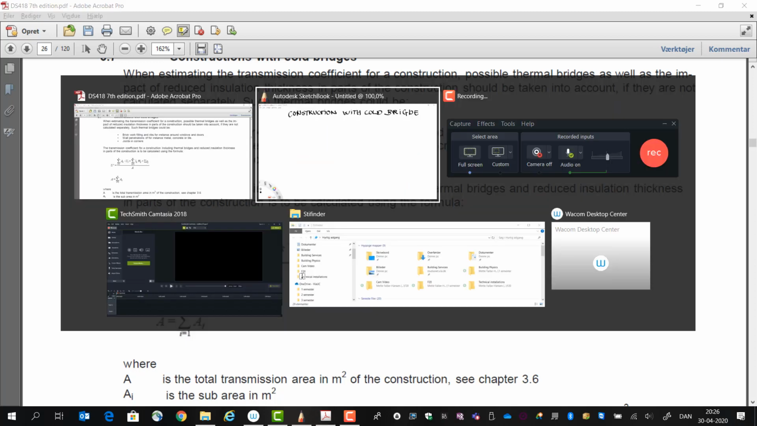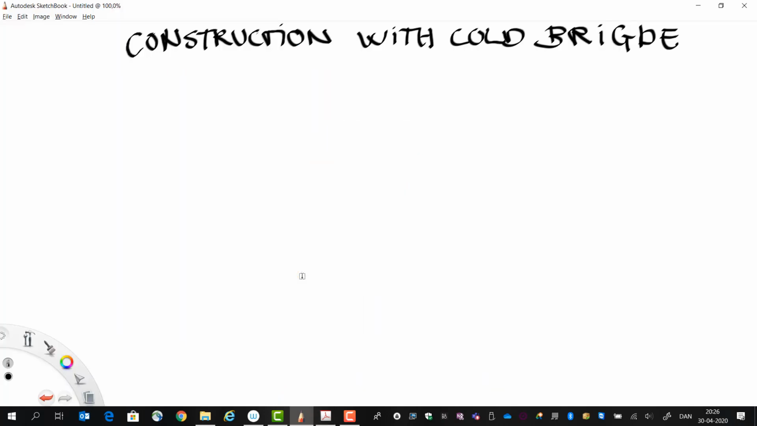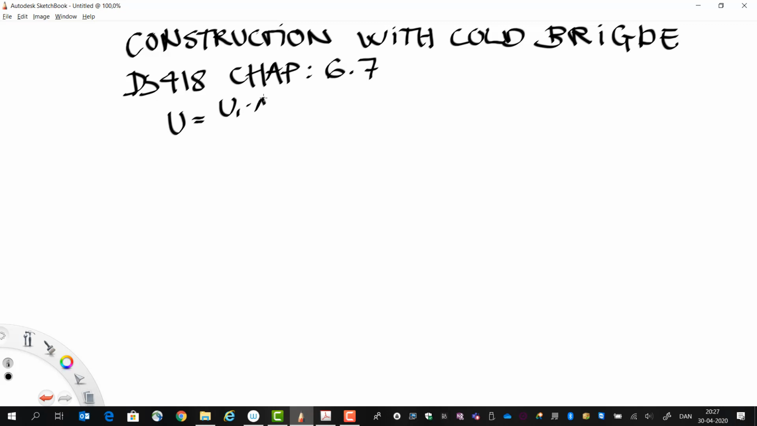So if I go back and write it a bit more simple, I write here DS 418, chapter 6.7, and then we have the U-value, which was U1 times A1 plus U2 times A2 plus the linear loss, which was psi k, times the length of the linear loss, divided by the total area A1 plus A2.